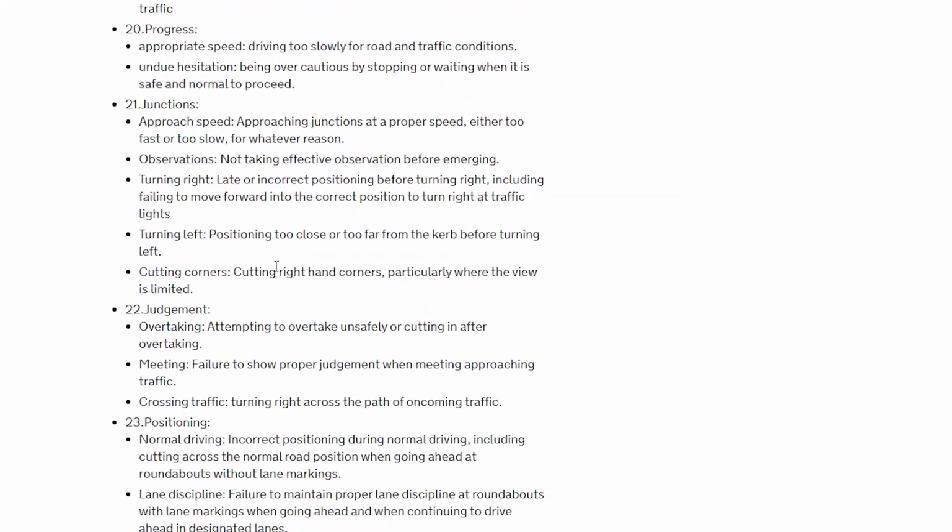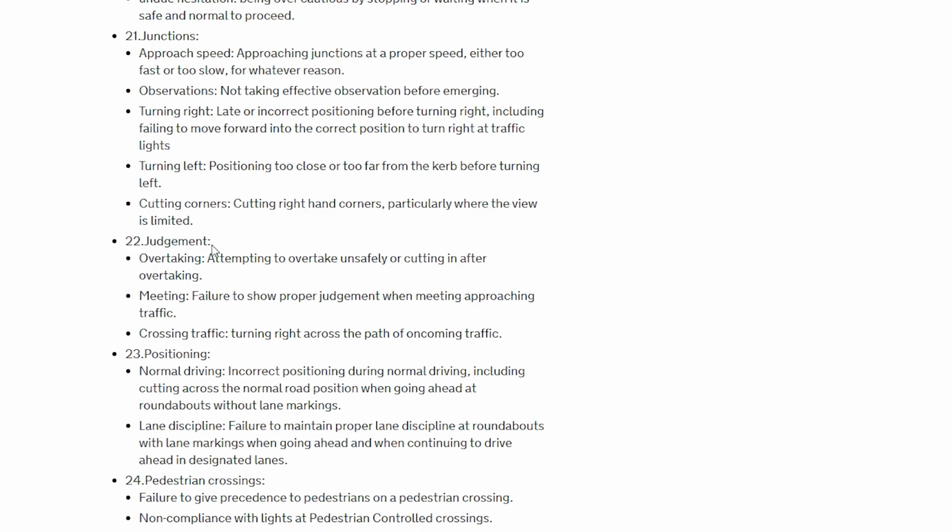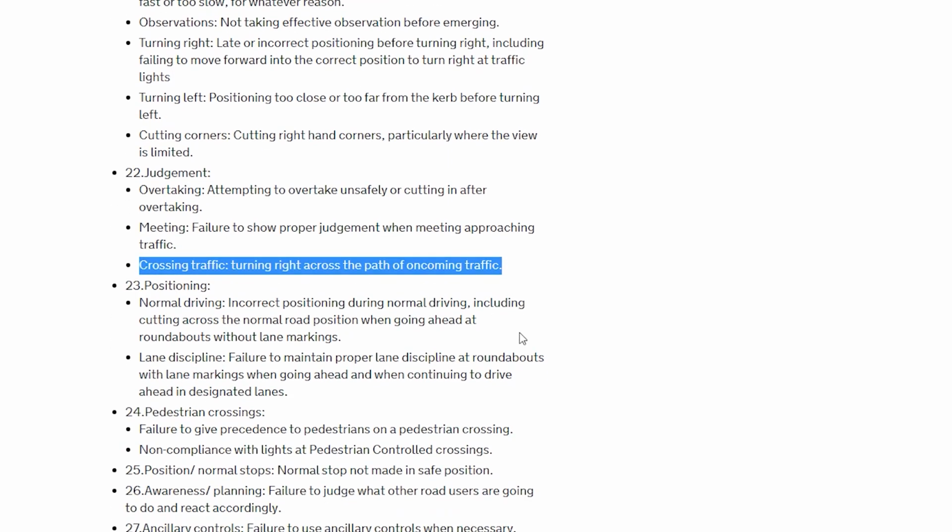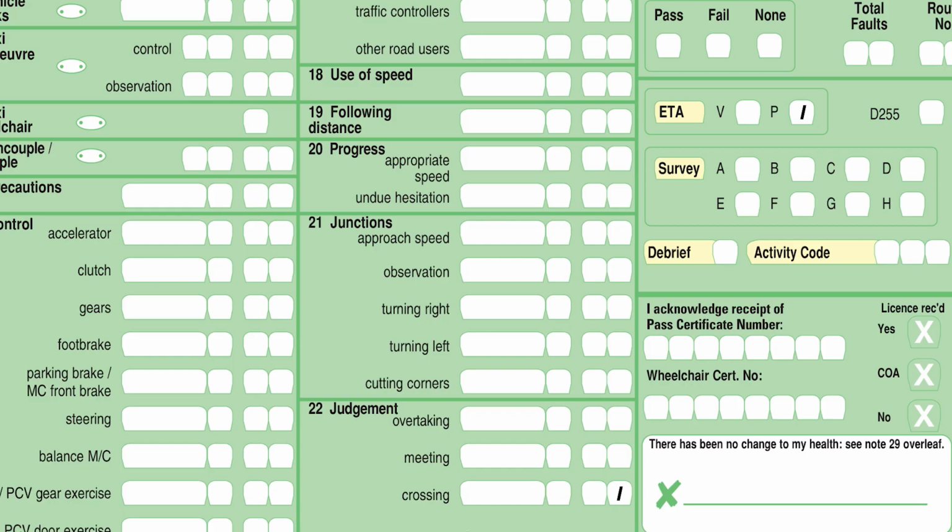So I'm now going to scroll down that and have a look, because you want to read through this, because there could be lots of choices that you think this fault might sit into. But I'm going to go down to number 22, judgment. And within judgment, we've got crossing traffic. So crossing traffic, turning right across the path of oncoming traffic. So that's a good fit for this fault. Okay, so that's where this fault would sit on the DL25.